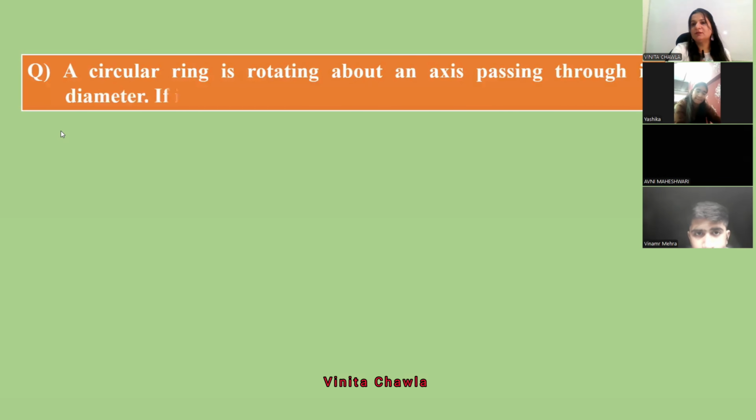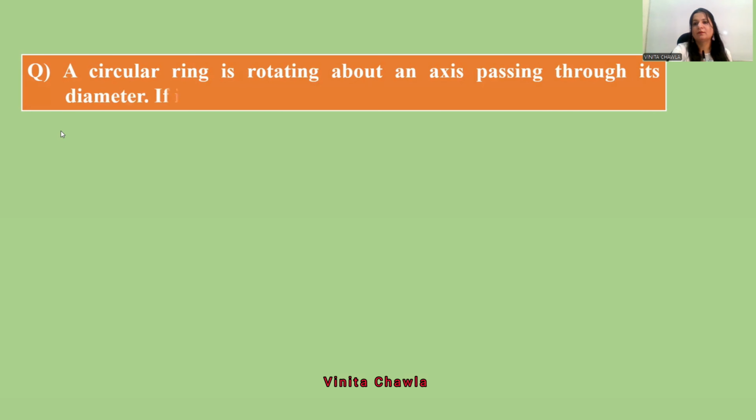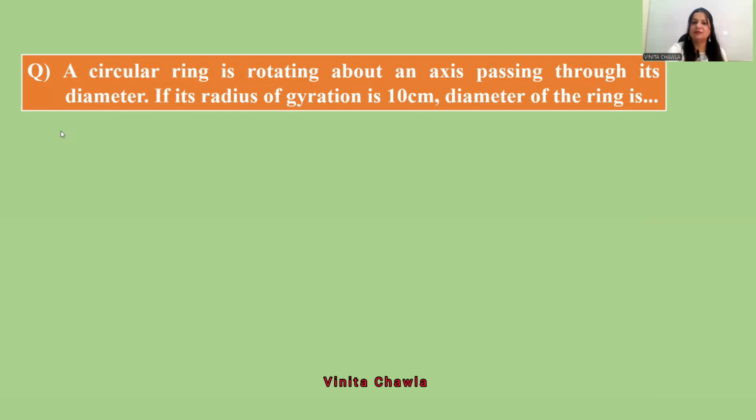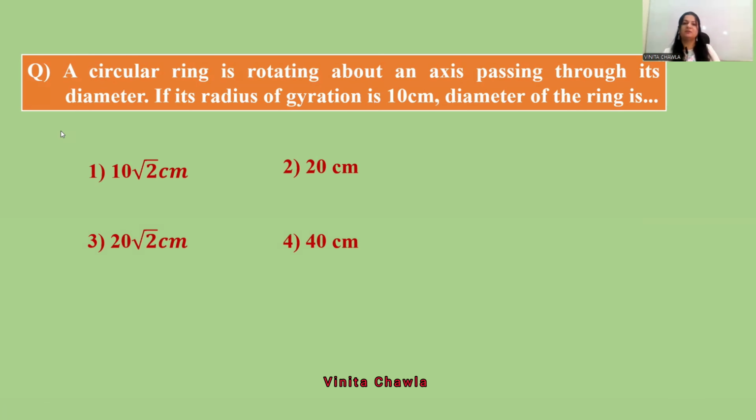Please read the question first. A circular ring is rotating about an axis passing through its diameter. If its radius of gyration is 10 centimeter, the diameter of the ring is, and these are your options. We have a ring, it is rotating about an axis passing through the diameter. If the radius of gyration is given, it is 10 centimeter, we have to find the diameter of the ring.